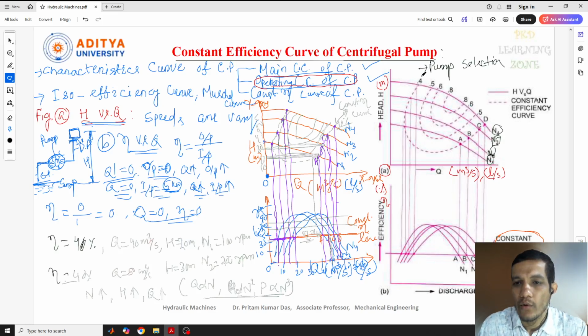Even if you want to test the pump at variable speed, for the variable speed of the pump we can consider this also. We can even see the relation between efficiency and discharge, and head and discharge. So whatever we want to do, we can do different kinds of tests also.